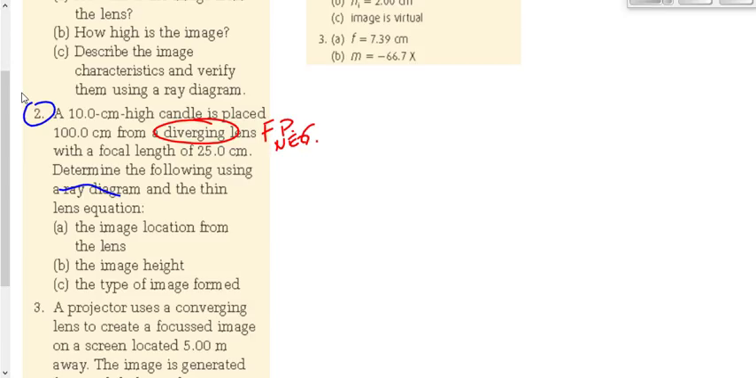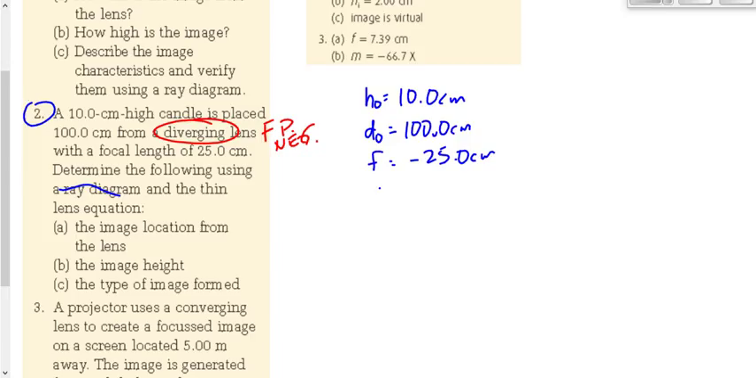So let's start writing down some givens here. We've got an object height of 10.0 centimeters. That's how high the candle is. It's placed 100 centimeters from the lens. That's going to be DO, the object distance, how far the object is away from the lens. And the focal length is, Kenway reminded me, going to be negative 25.0 centimeters, not 25 centimeters. Okay, that's critical. Everything in this question is wrong if you miss that negative.